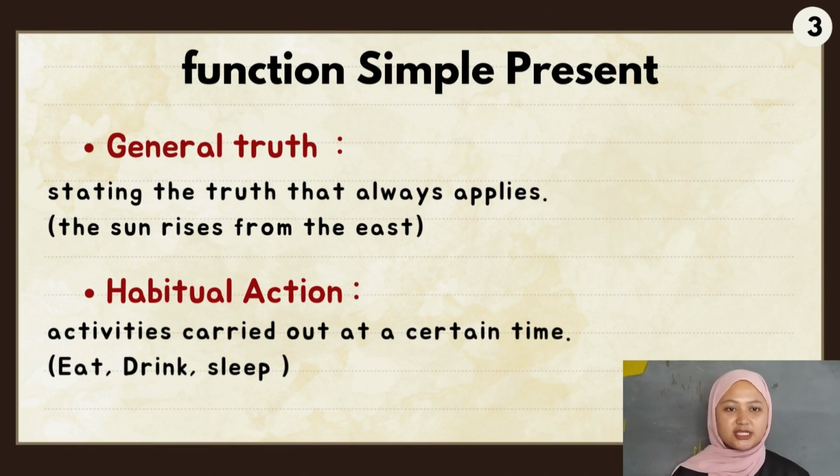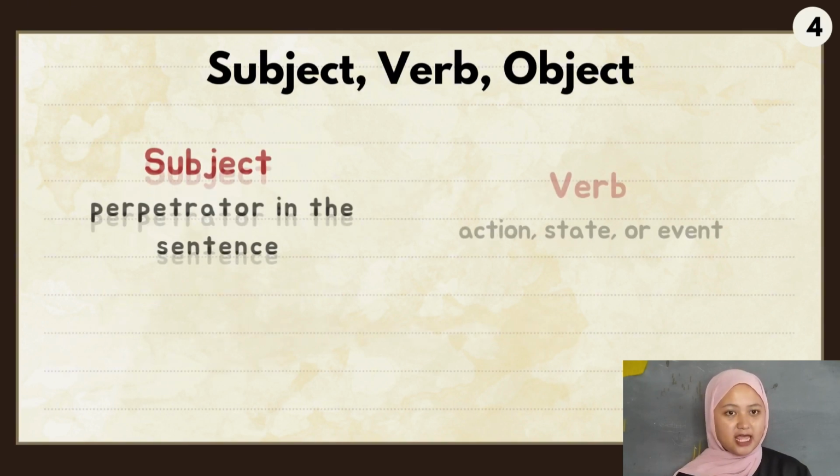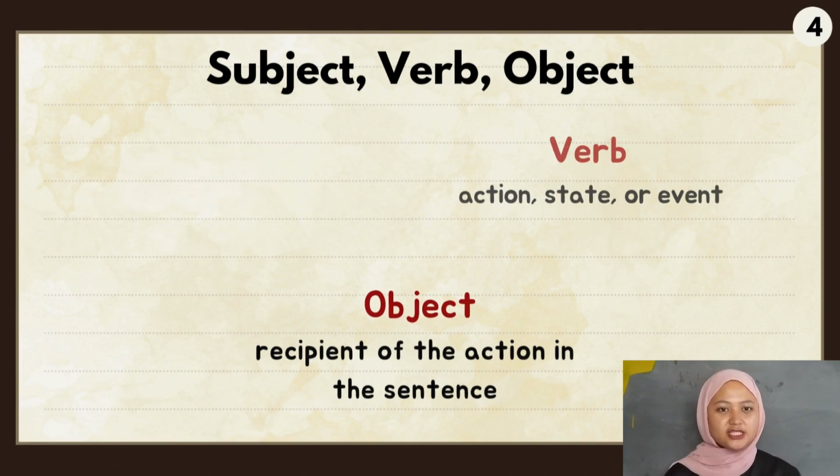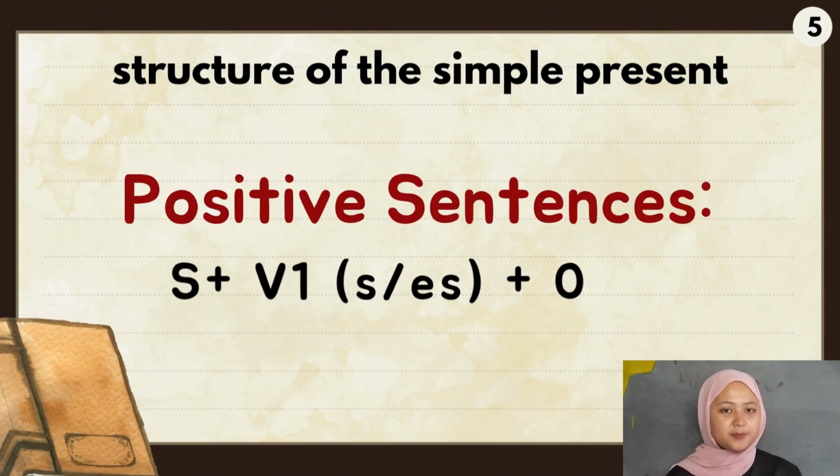Before we get into the structure of the simple present, we need to know what subject, verb, and object are. Subject is the performer in the sentence. Verb is action, state, or event. And object is the recipient of the action in the sentence. Okay, let's continue to the structure of the simple present.